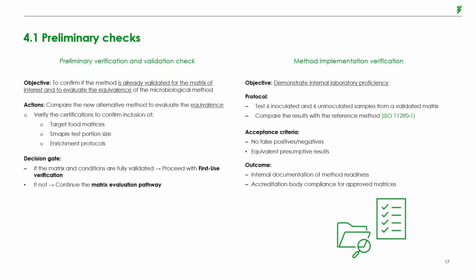In the case of Listeria monocytogenes, the ISO standard 11290, of course, the alternative method will be accepted if and only if there are no false positives or negatives, and also, a second condition, if the presumptive results are equivalent.